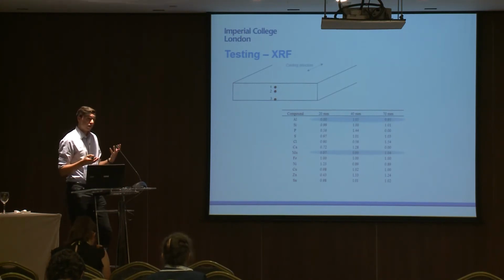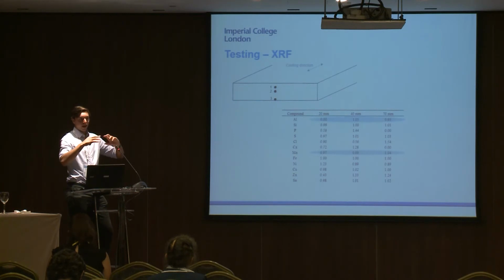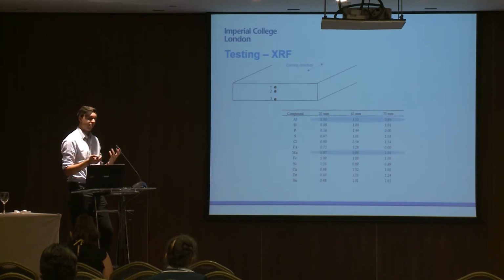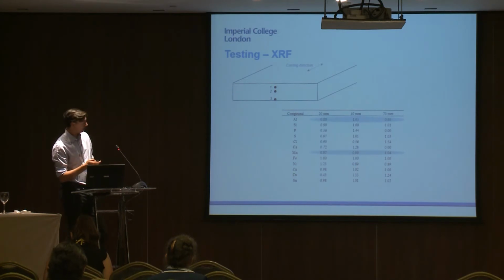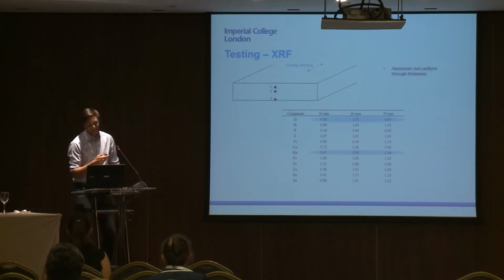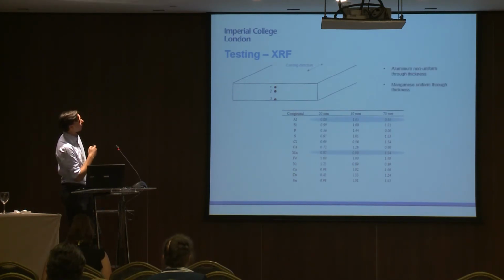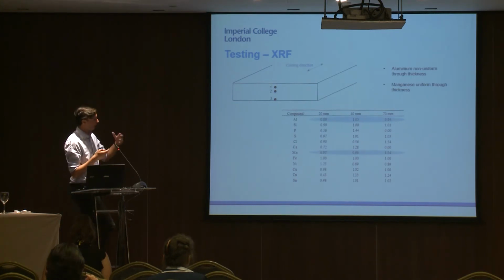So that might be important, and something that we need to look into a lot more, to see how, even though you might think your composition's A-OK on the macro level, within the slab you can get segregation where elements of bad particles can segregate to bad locations. Don't worry, I'm very close to finishing. Manganese, another bad one that can form manganese sulfides, is also uniform through the thickness.